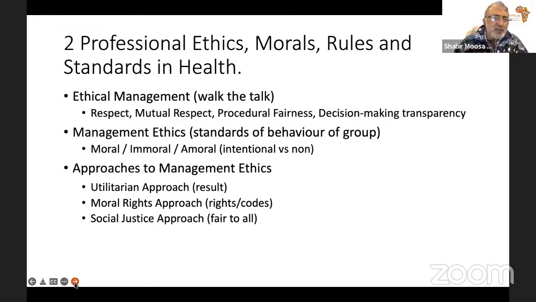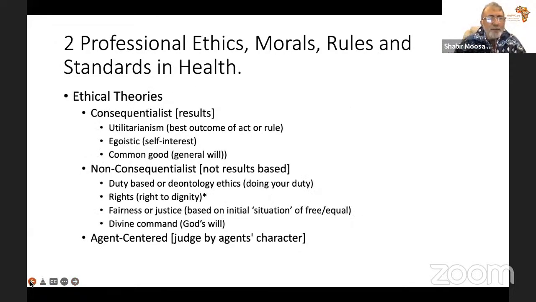Now, the approaches to management ethics include the utilitarian approach, which is really about what's the best outcome. It's part of the mix of theories. So let me just perhaps, before I jump to that, talk about these. Utilitarianism is really what's the best outcome. In other words, use value. What is the result?